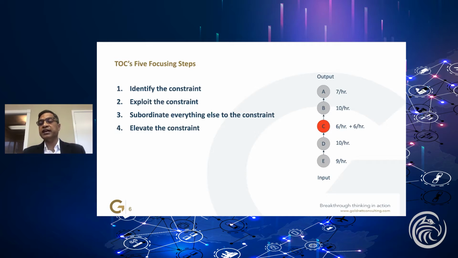Now, once we do that, we know the constraint will move somewhere else. We go back to step 1. And now the new constraint is machine A, and the whole process repeats again. So this is a very powerful mechanism that any manager can apply in any organization to get a systematic way to improve performance.